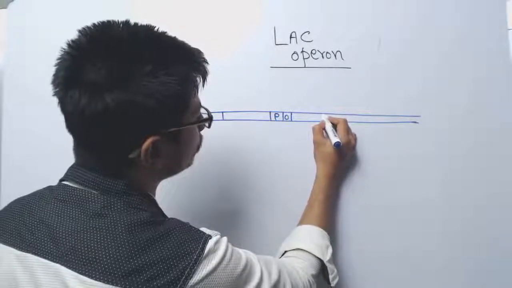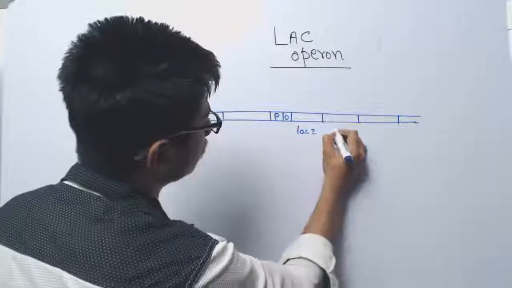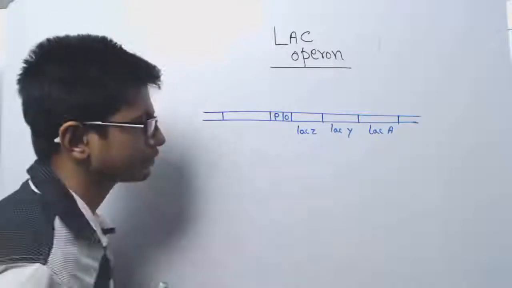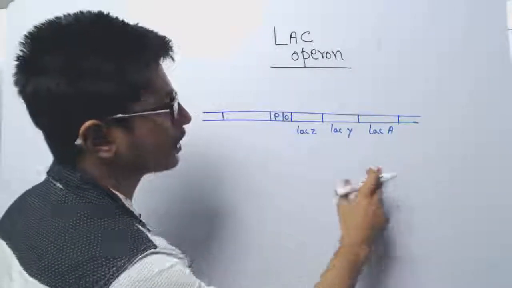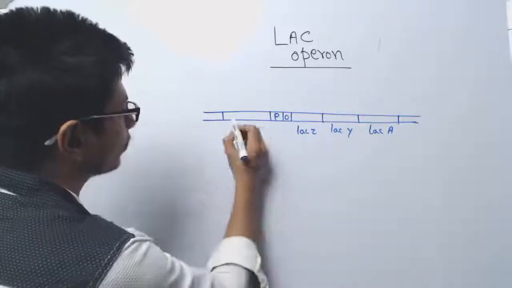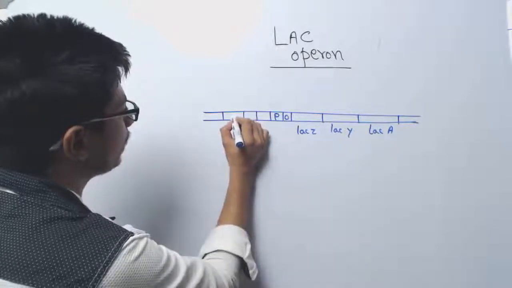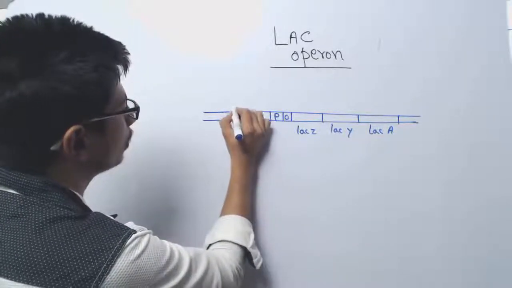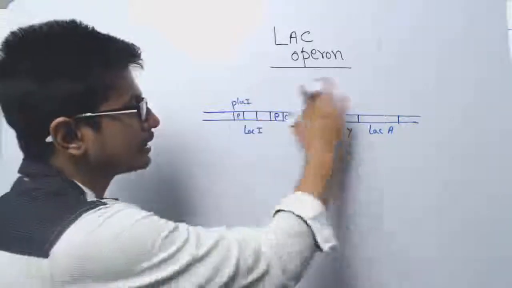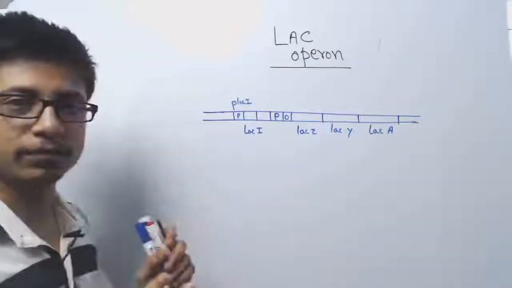There are three structural elements here: lac Z, lac Y, and lac A. Three different structural genes are present. On the upstream of the promoter, there is lac I and the promoter for lac I. Okay, so this is the constituent of the lac operon, the complete structure of the lac operon.